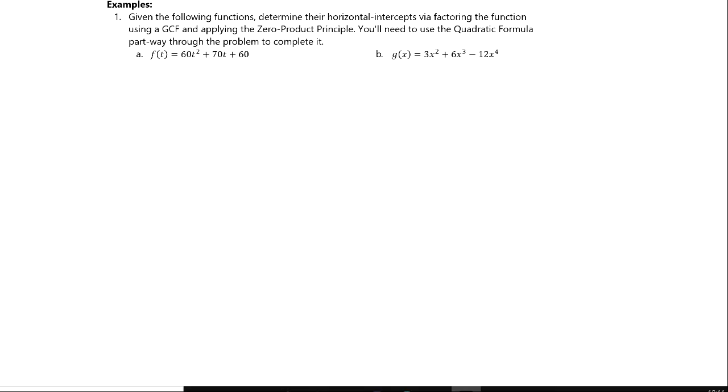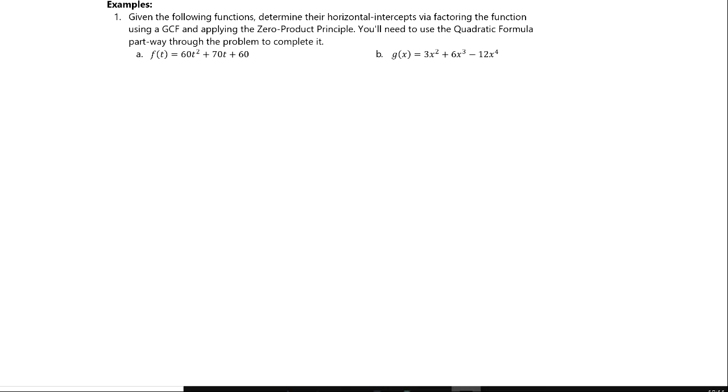In this video, we're going to talk about how to find the horizontal intercepts, and in this case, we're going to think about using the factoring process using a GCF and apply the zero product principle. But along the way, we might have to use a quadratic formula as well at some point in order to go all the way to find the horizontal intercept.